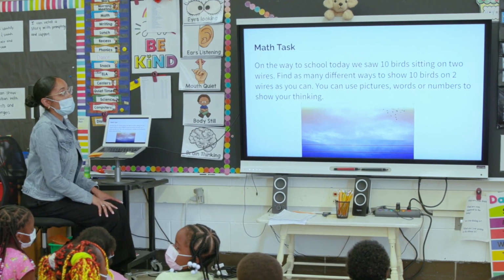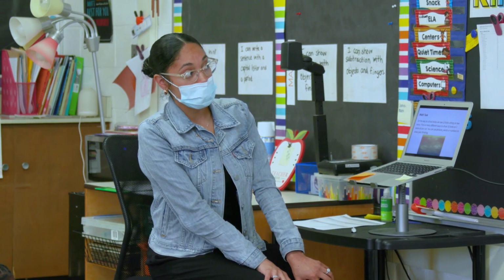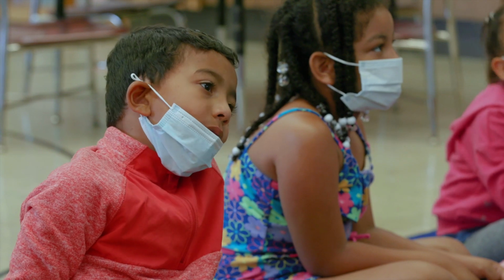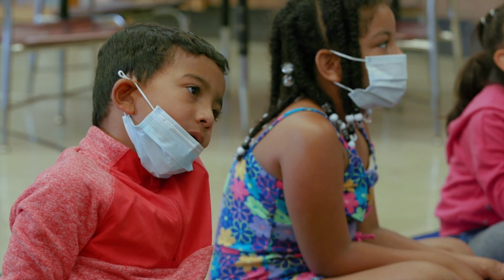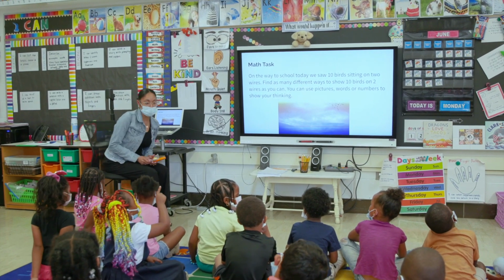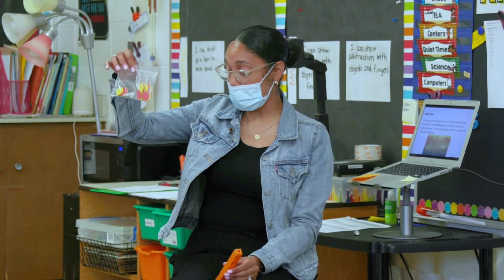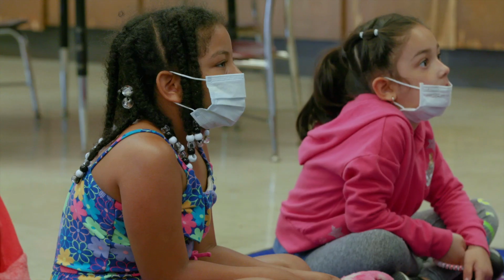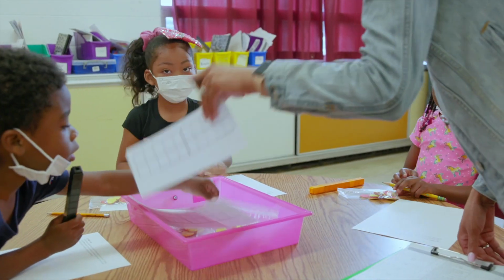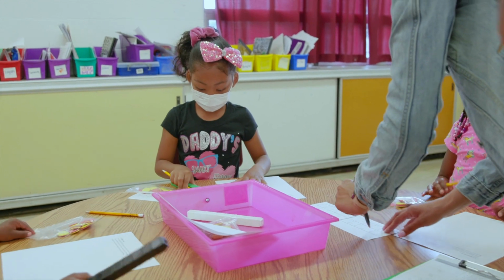On the way to school today, we saw 10 birds sitting on 2 wires. Today, I want you to find as many ways to show 10 birds on 2 wires as you can. At your table, you have some math tools today. You get to use either 10 cubes or 10 counters. We're gonna pretend that these are the birds on the 2 wires. So remember, if you need to use a 20 frame, you're pretending that these are the 2 wires.